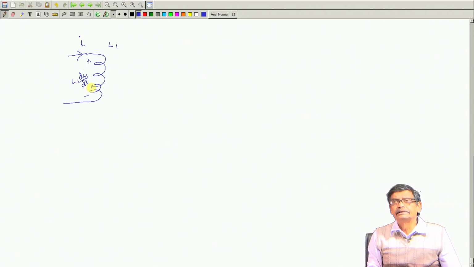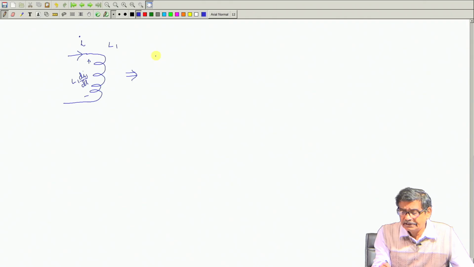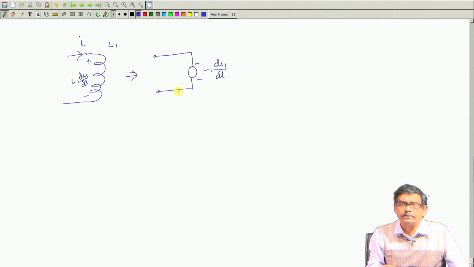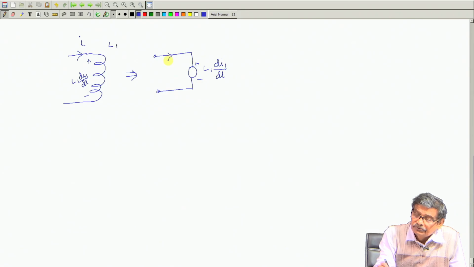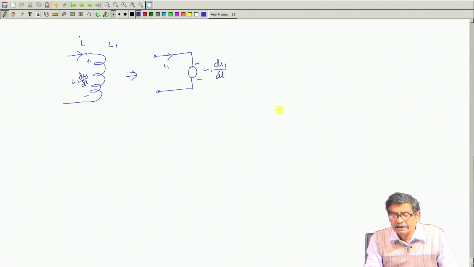And since an inductance can store energy, sometimes we will represent this also as a source with this polarity of voltage L1 dI1/dt. And mind you, L1 consists of those two components of flux while calculating L1. So this is okay, this is also okay, because inductances or capacitors can store energy, they may also be represented like this without any loss of generality.